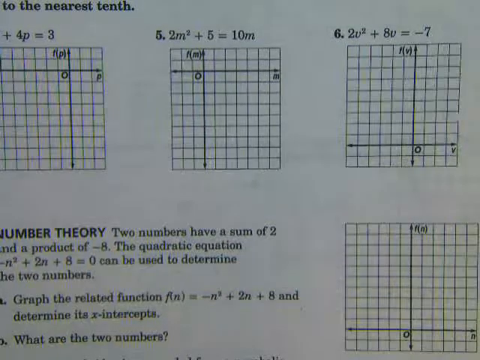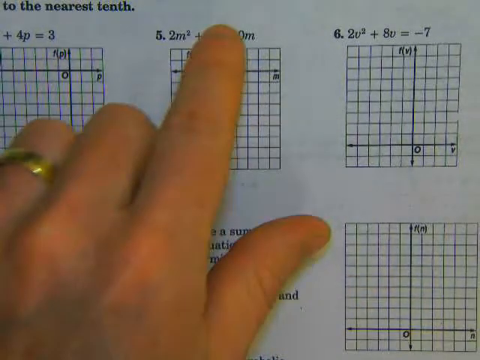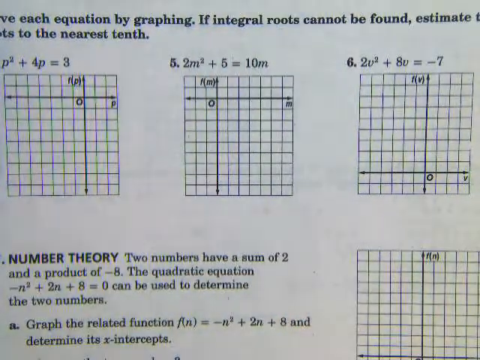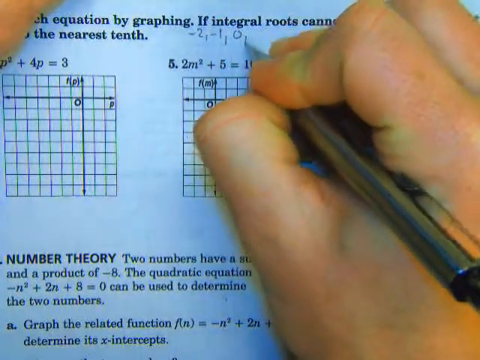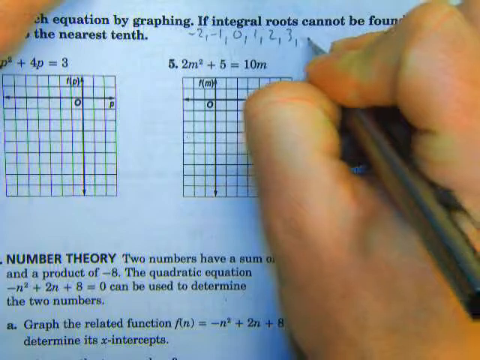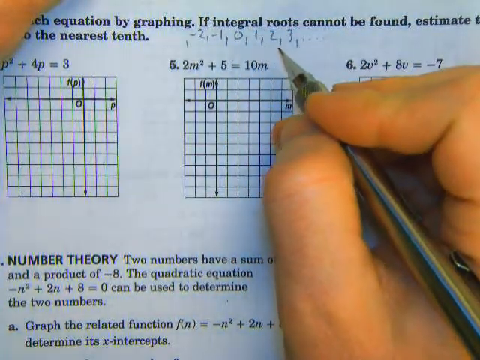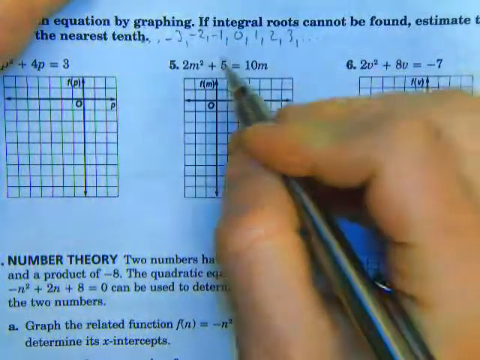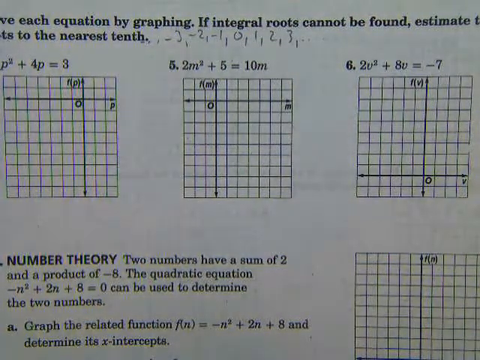So solve each equation by graphing. If integral roots cannot be found, estimate the roots to the nearest tenth. So integral is the integer. So like all integers are this set: -2, -1, 0, 1, 2, 3, ... Okay. Basically positive and negative counting numbers, including 0. So basically positive and negative whole numbers. So if you can't find that, then you estimate it to the nearest tenth.